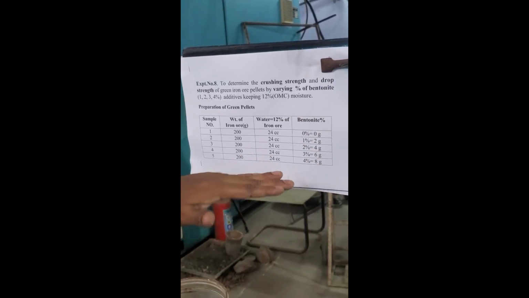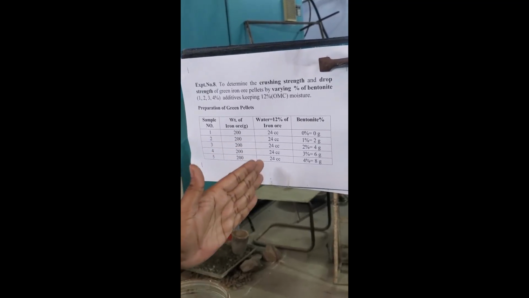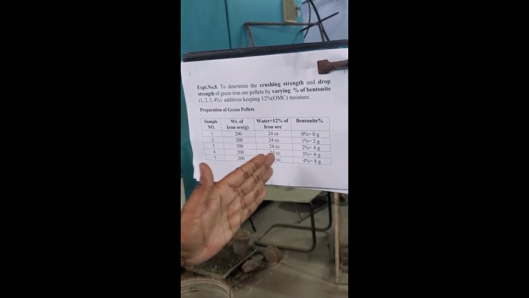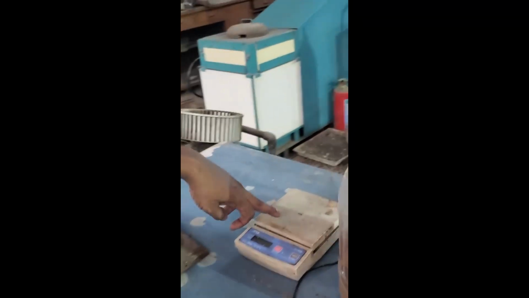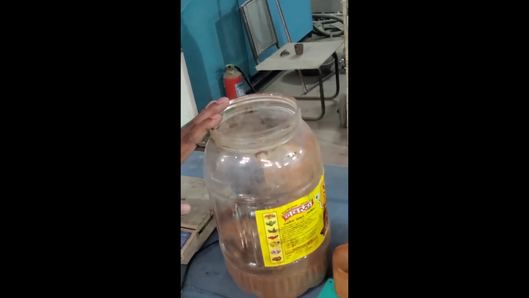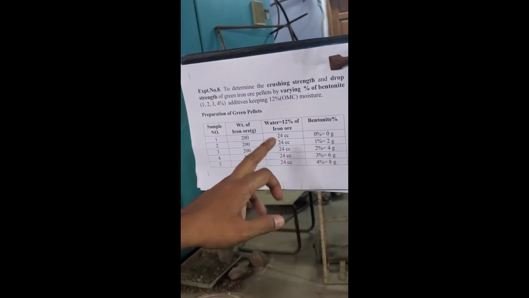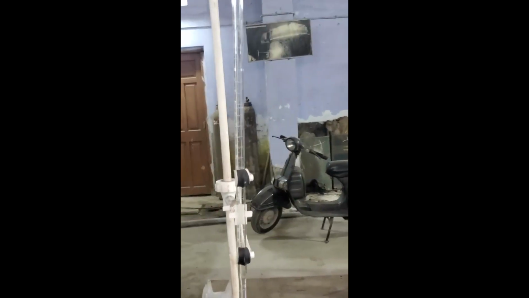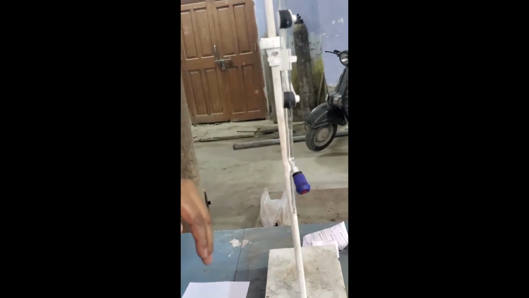Now, for making the pellet, this information is required: how much iron ore we have to take, how much water we have to add, how much bentonite we have to add. For taking the weights, we have the digital balance here, and raw materials also: iron ore, sodium bentonite, and water. How much water do we add to this mix? 24 cc. For adding the water, we are using the burette. We will fill the water from this and add it into this mix.